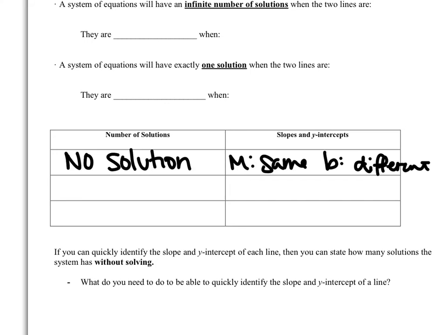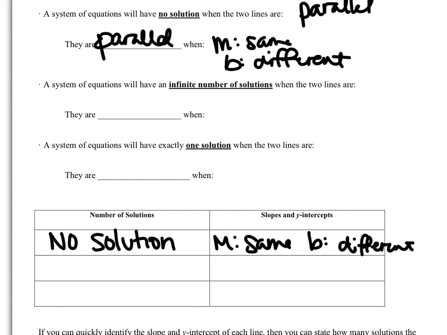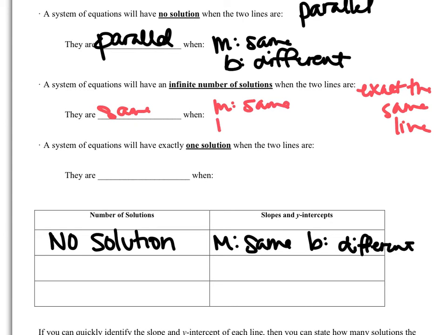And the reason for that is because if they were both the same, then the system of equations would have an infinite number of solutions because they would be the exact same line. And lines are exactly the same when their slopes and their y-intercepts are both the same. And I'm just going to write that down here as well.